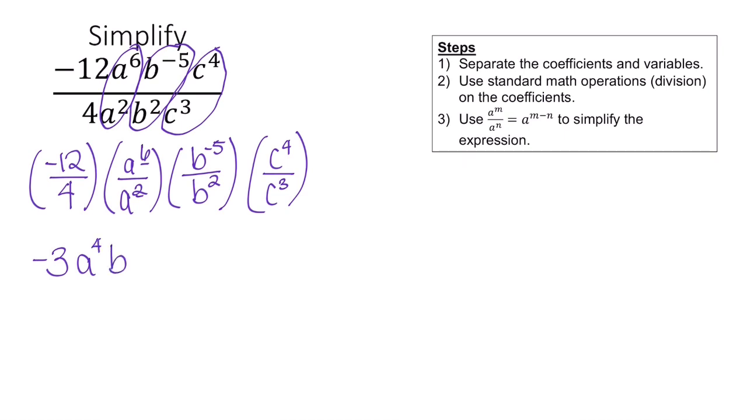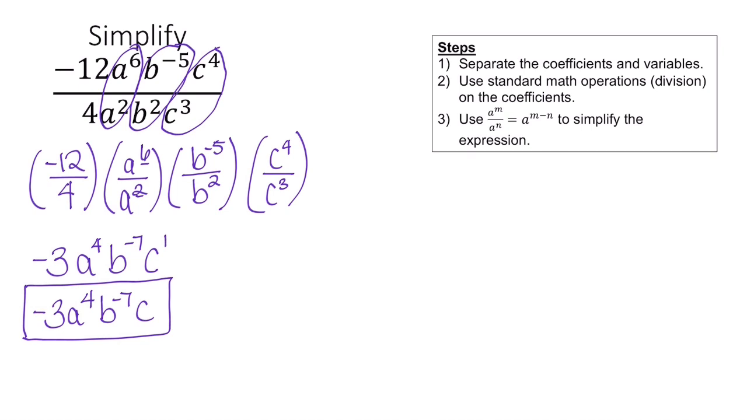Now we have b, so that's negative 5 minus 2. So negative 5 minus 2 is going to be negative 7. And then finally I have c, which is c to the 4 minus 3, so that's c to the 1. Remember that we don't usually write exponents of 1, so I'm just going to write 3a to the 4th, b to the negative 7, and then that c by itself. Okay, anytime you see a variable by itself, that means its exponent is implied 1.